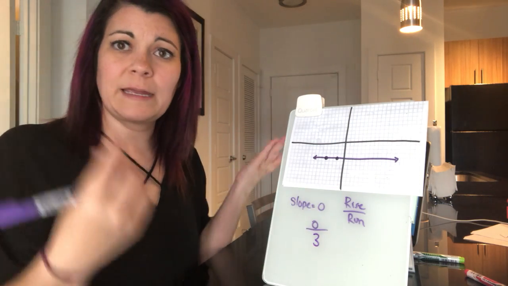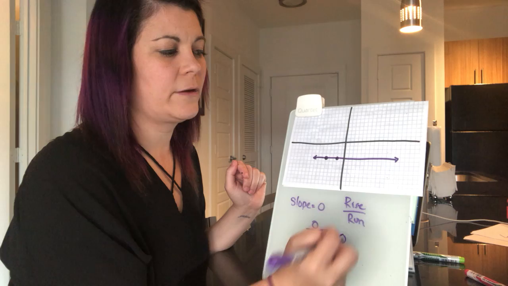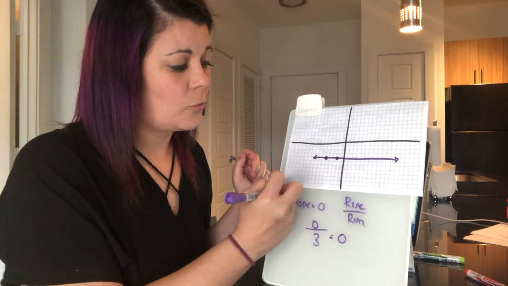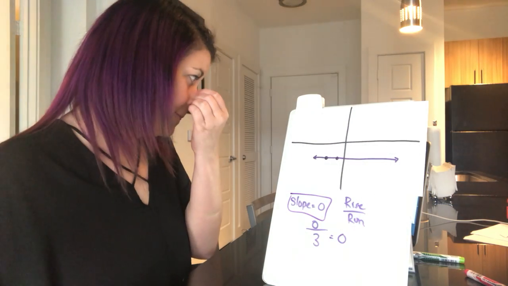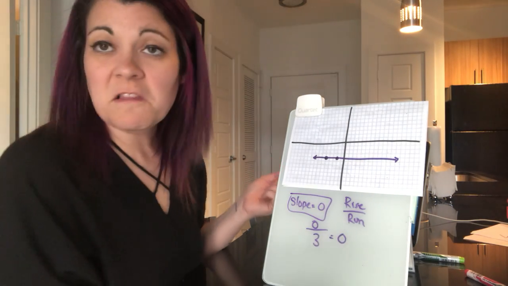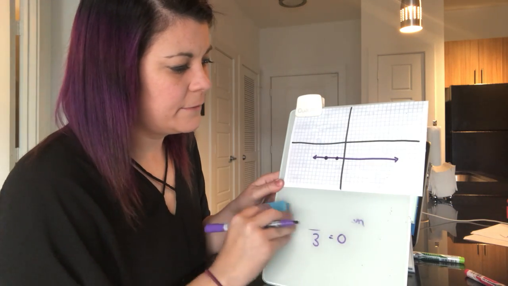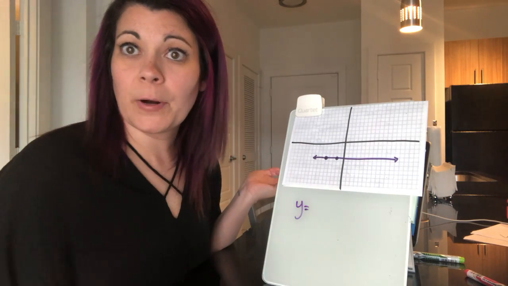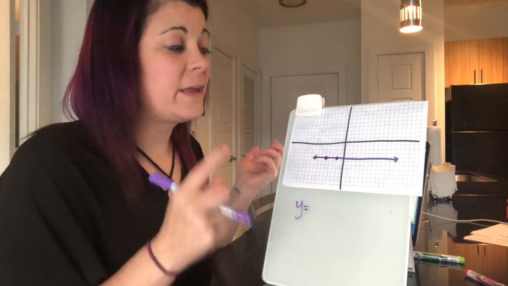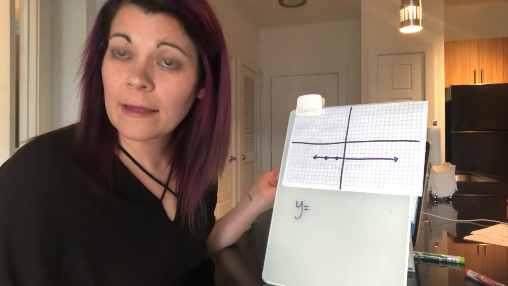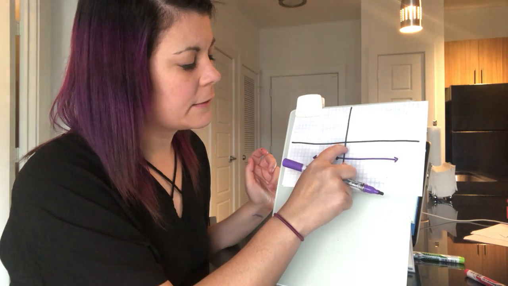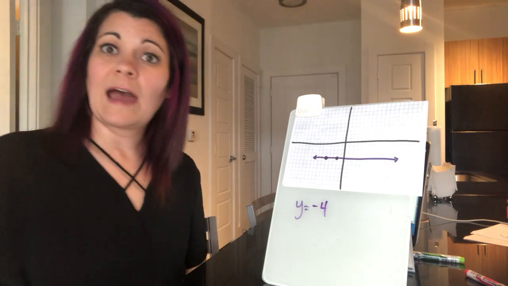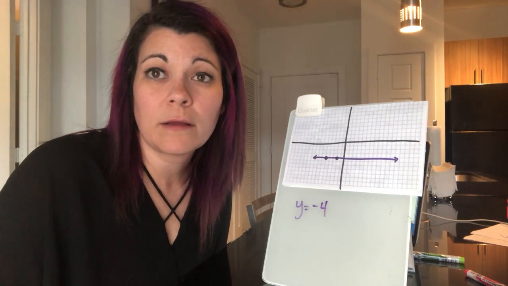But 0 divided by anything is always going to give you 0. This is on a horizontal line. It's never going to have the rise, which is why the slope is always 0. Okay, so the equation of this line is always going to be y is equal to a number, okay? And that number will be the number where it crosses the y-axis. So it crosses the y-axis at 1, 2, 3, 4, at -4. So that is the equation of that line, where it crosses the y-axis.